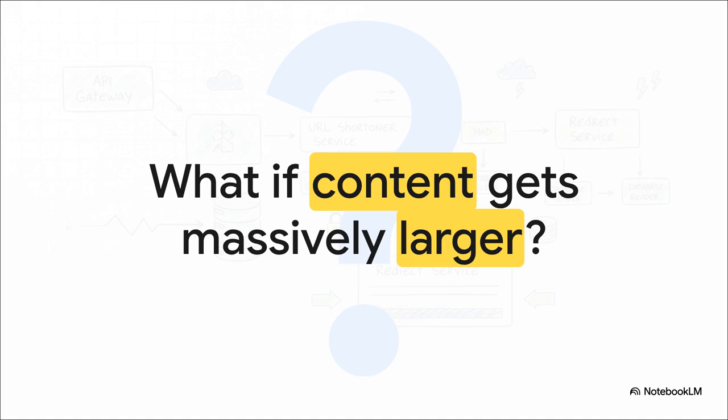But as we look ahead to the next stage of our system design journey, I want to leave you with this provocative thought. What happens to your architecture when the payload you're storing isn't just a tiny URL, but gets massively larger? I'm talking about blocks of raw code or heavy text on a site like Pastebin. How does separating metadata from content change everything we just built today?